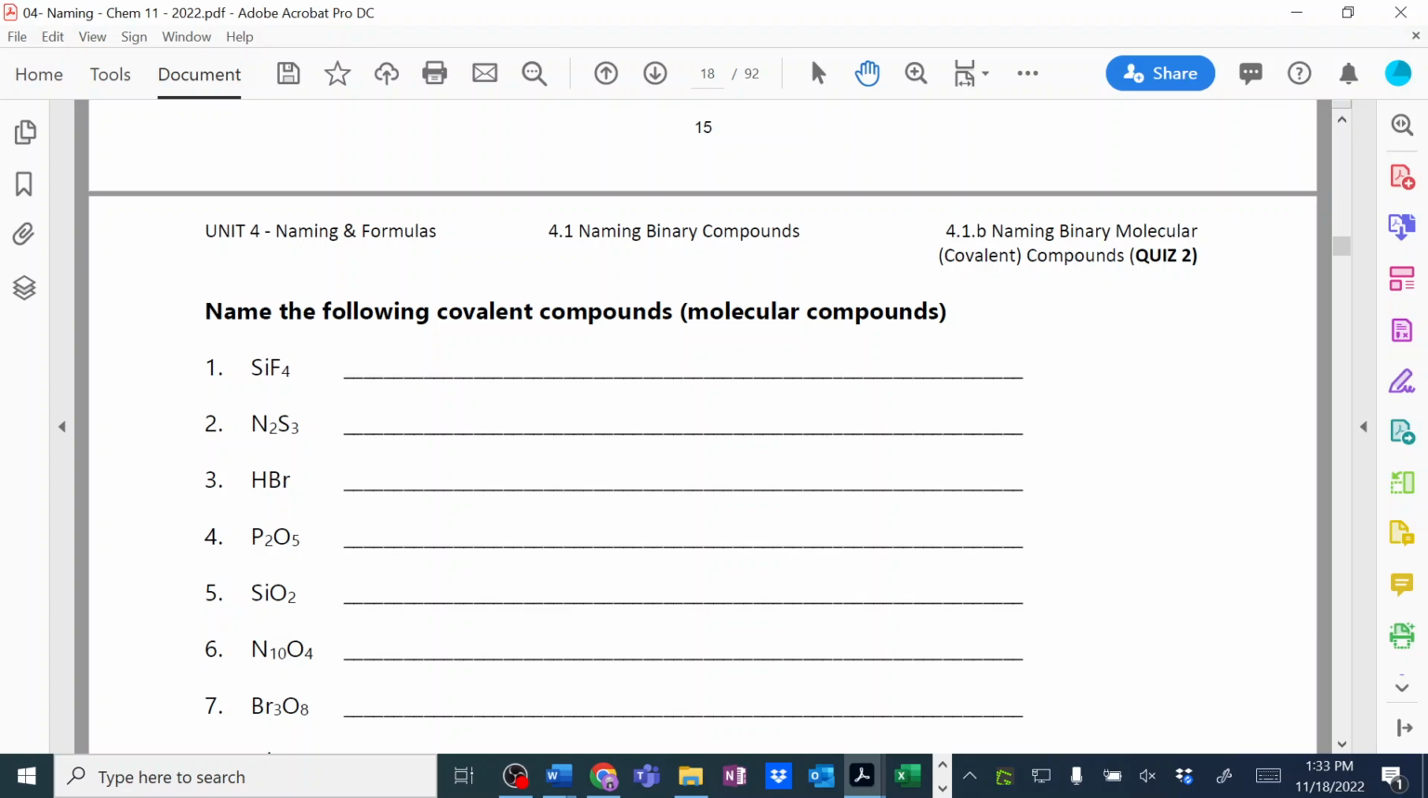Oh, it should be tetraiodide. You only drop letters before oxygen. That's right. So just those little weird exceptions. So mono always on the second, but not on the first. And drop O's and A's before oxide. Okay?